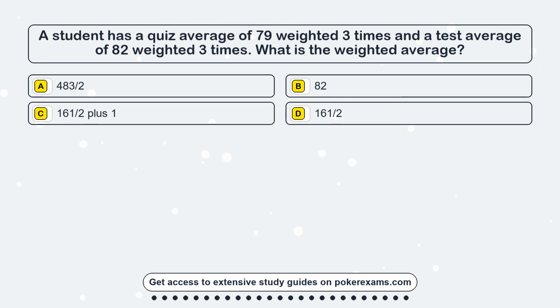Question 20. A student has a quiz average of 79 weighted 3 times and a test average of 82 weighted 3 times. What is the weighted average? Option A 483/2. Option B 82. Option C 161/2 plus 1. Option D 161/2.